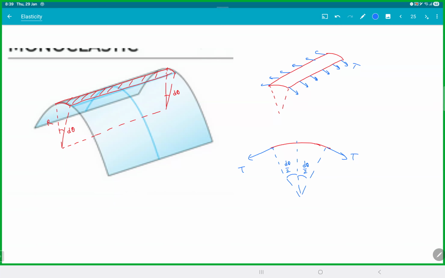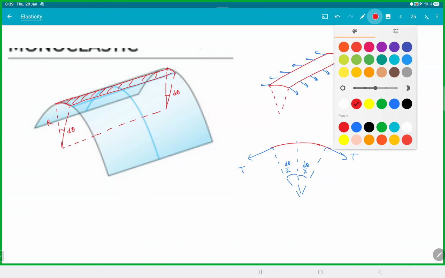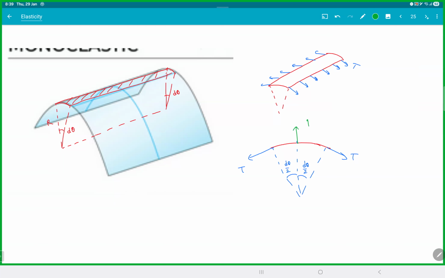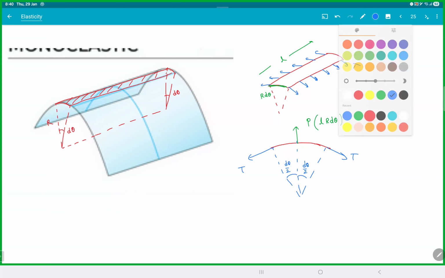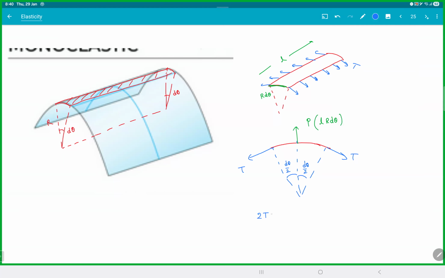So who is pushing it out? The pressure is pushing it out, which will be pressure of the gas into area. What will be the area of this strip? This length here is r d theta, and let the length be L, which is not given. So the area will be L r d theta. So from here we will get 2 times T. This angle will be d theta by 2.